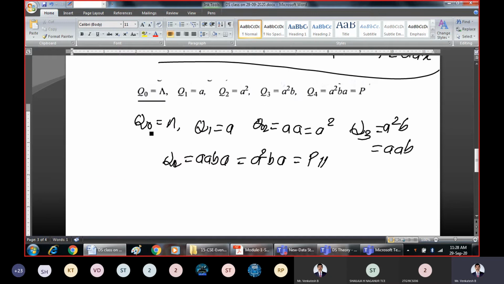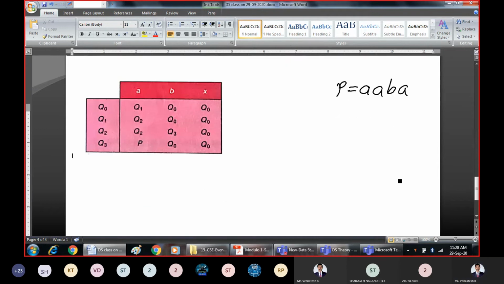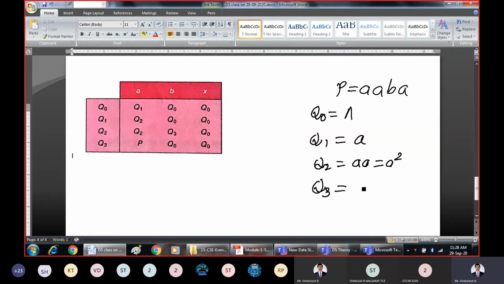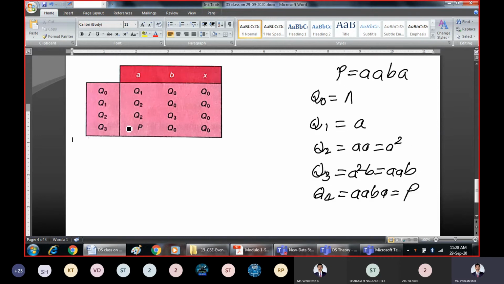So what are the defined states? These are the states. Q0 equal to null. I will rewrite them once again. Q0 indicates null. Q1 indicates A. Q2 indicates AA, that is nothing but A square. Q3 indicates A square B, nothing but AAB. Q4 indicates this required pattern AABA, that is nothing but our pattern. Now with these initial states, how is this table constructed? The same table I am rewriting again here.